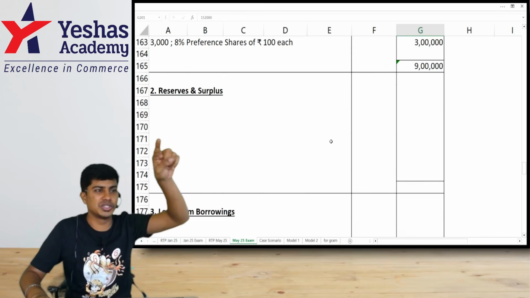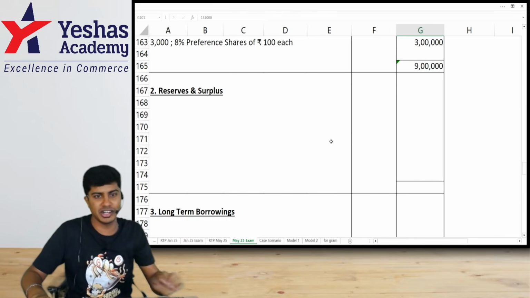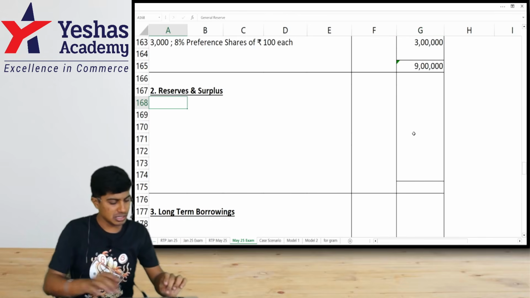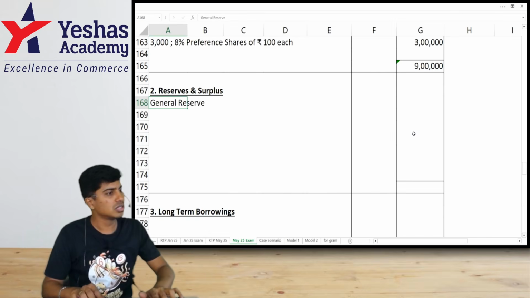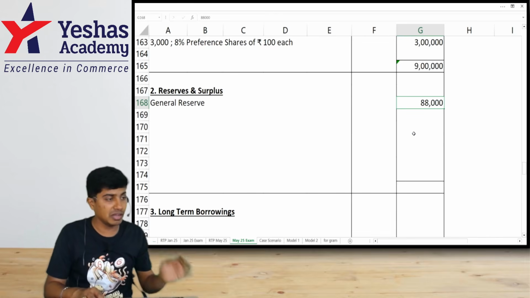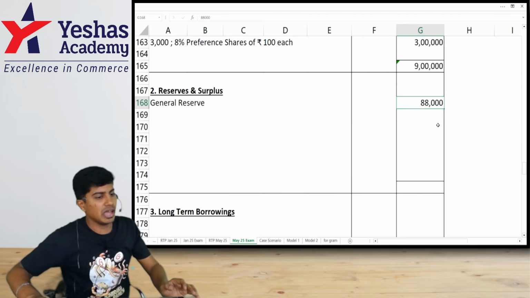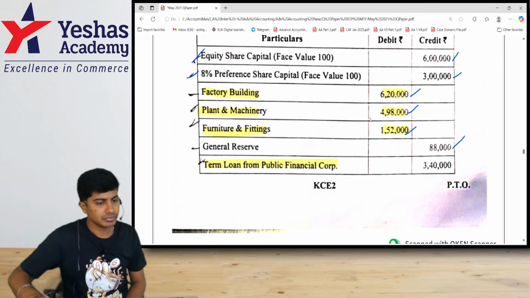In balance sheet only, next to general reserve, I would have written reserves and surplus. Next to it, I would have written general reserve and written the amount. But there are adjustments. I would open one notes to accounts. I'll write general reserve. How much? 88,000. Adjustments are happening with P&L, not with general reserve. Everybody got this?